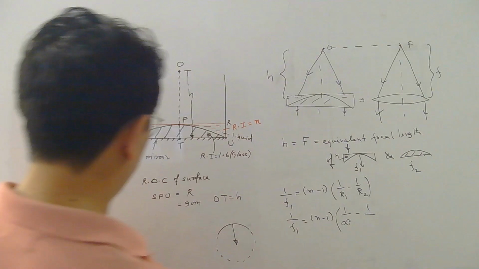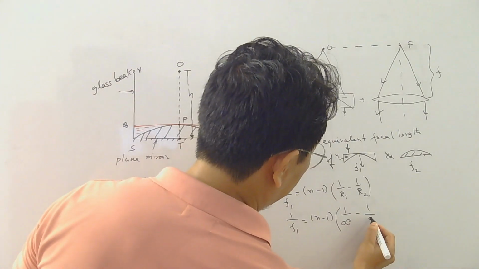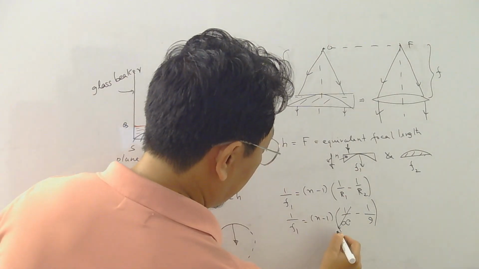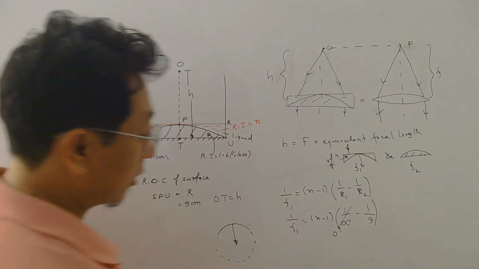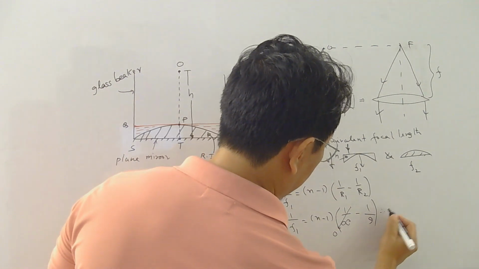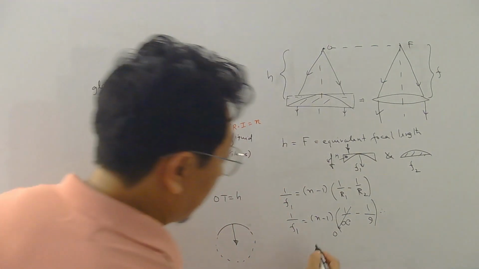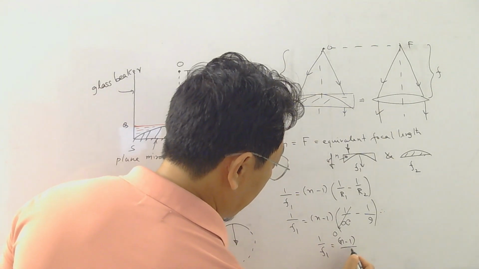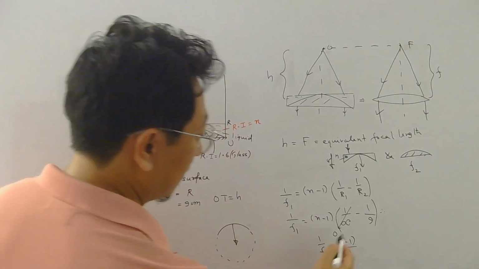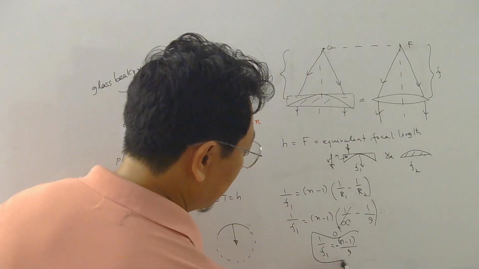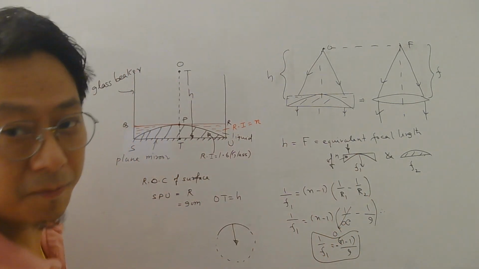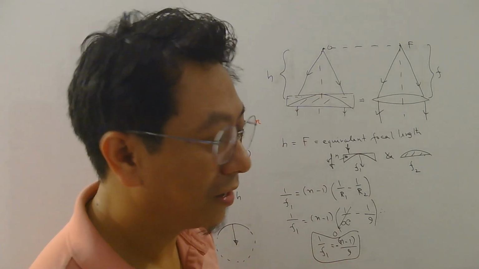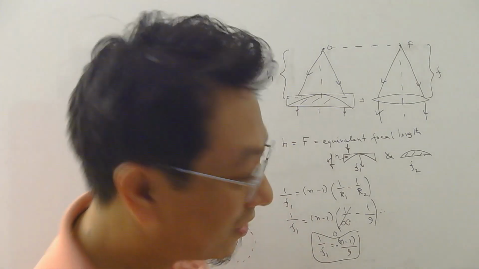So this R2 radius was given as 9 in centimeter, and 1 by infinity is 0. So what will be 1 by f1? From here, 1 by f1 will be (n minus 1) by 9 with a minus sign. That minus sign is nice to see because this is a concave lens, plano-concave lens. So its focal length should be negative according to our convention, right?